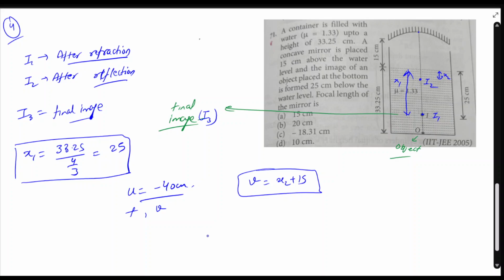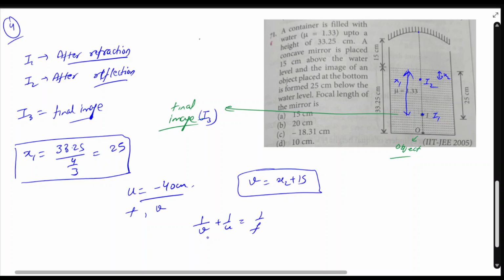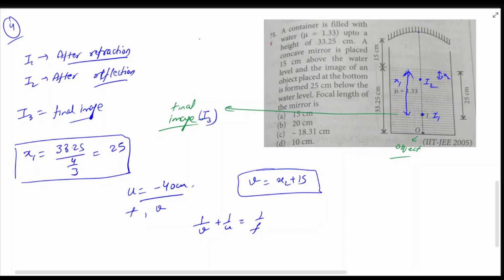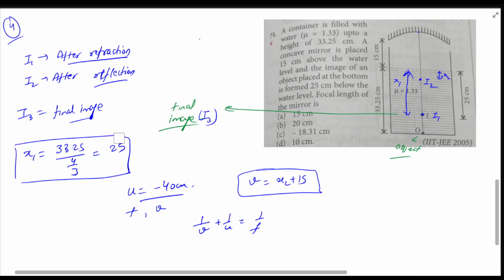So let's find v first. We'll use 1 by v plus 1 by u is equal to 1 by f. Now, look, if I put these values here and then I have to find x1, it will be a bit complicated. So let's find this x2 first.